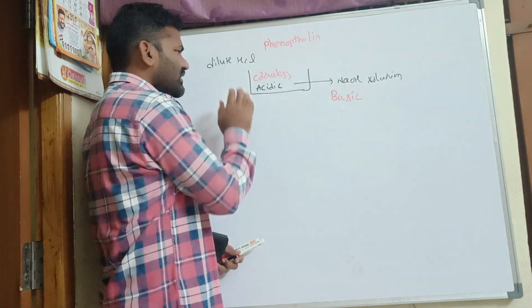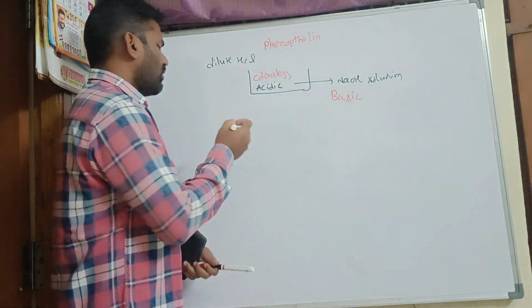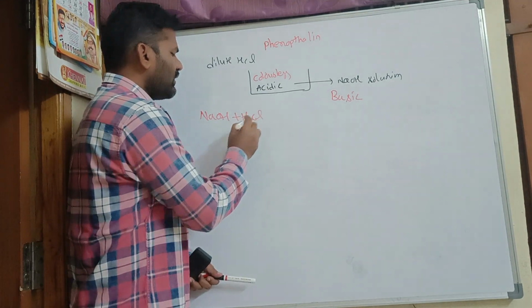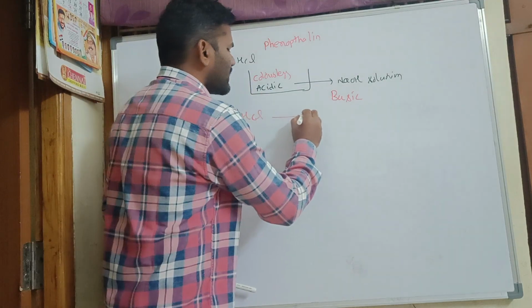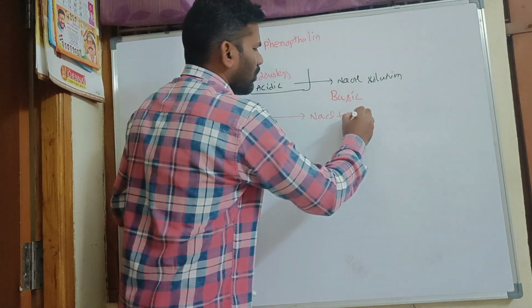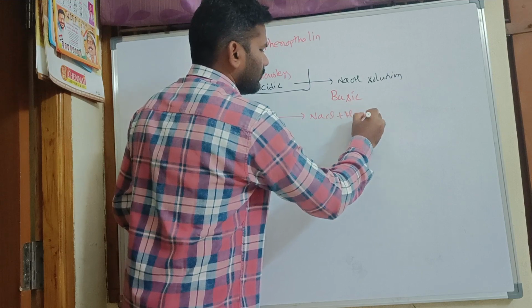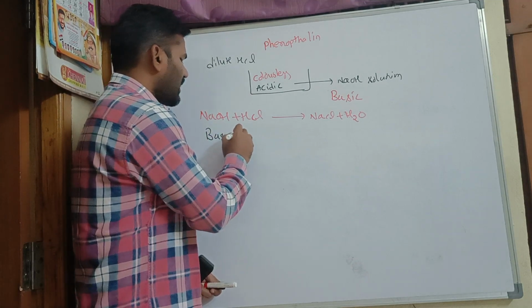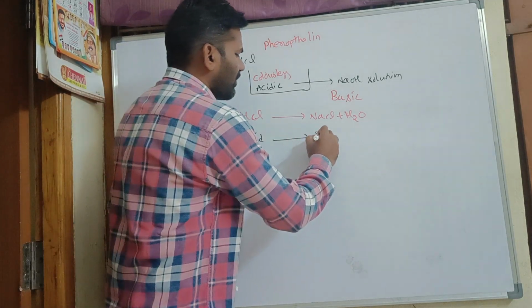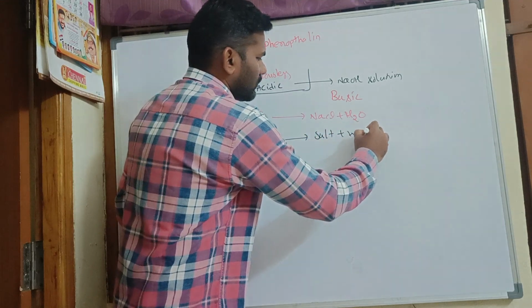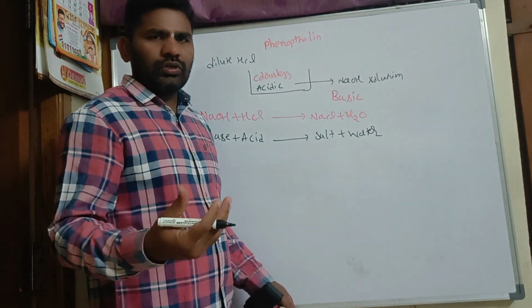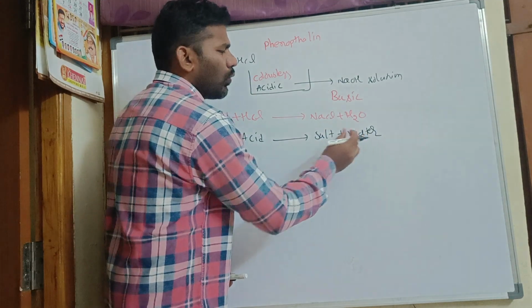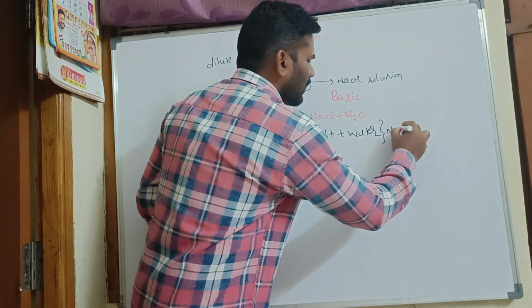Here there is a reaction happening between sodium hydroxide and hydrochloric acid. When sodium hydroxide reacts with hydrochloric acid, it is going to form sodium chloride and water. In other words, I can write: when base reacts with acid, it is going to form salt and water. The reaction in which acid reacts with the base to form salt and water is called a neutralization reaction.